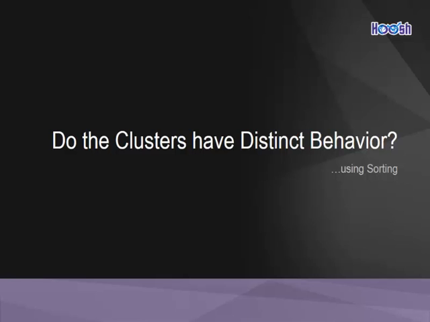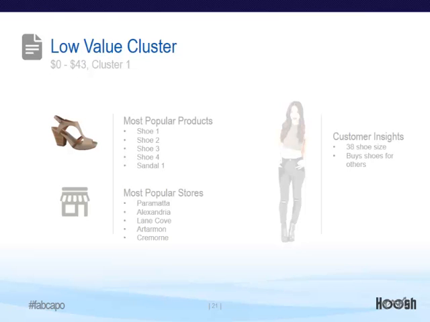What we were using in this particular case is what we call sorting, and something else as well. Sorting is pretty straightforward, exactly what it sounds like. We're looking at a particular cluster, for example the low value cluster, anyone that spent between $0 and $43. I asked for the most popular products in this cluster, the most popular stores, and some insights around the shoe size.